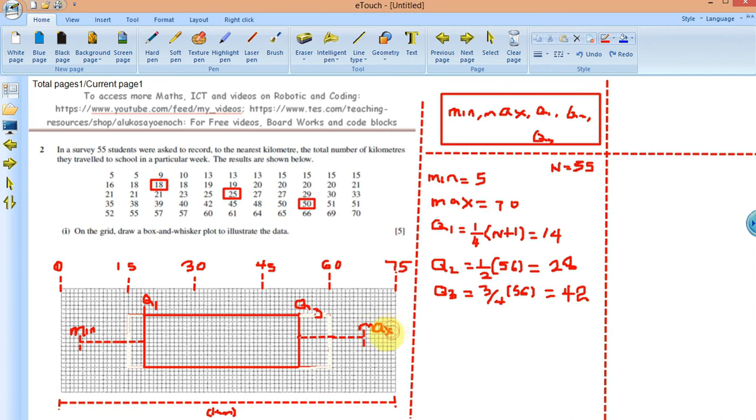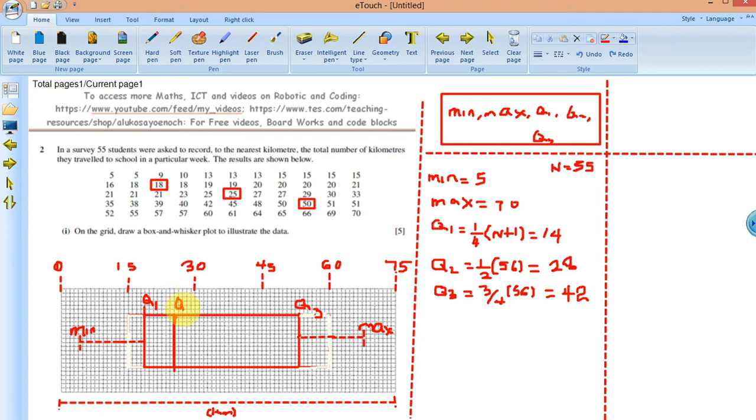So 25 should be in between 15 and 30, but should be closer to 30 compared to 15. Okay, it should be closer to 30 because it's 25. So let's put it here. In order to show that it's the median, we can just make it a little bit deep somehow. Okay, and this should be my Q2.